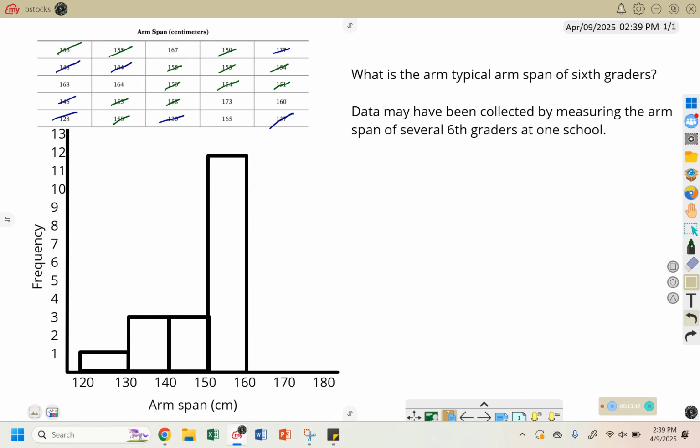Then from 160 to 170, 1, 2, 3, 4, 5. So up to the 5 line. And from 170 to 180, there is 1. So this one will be 1 tall.